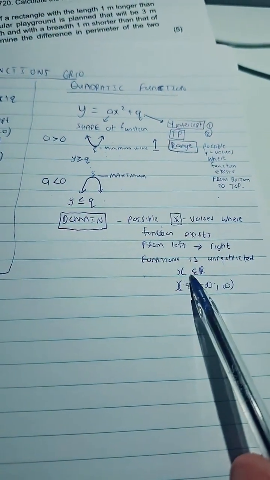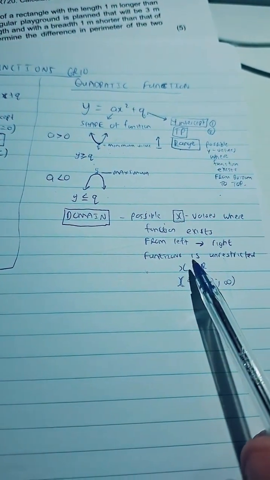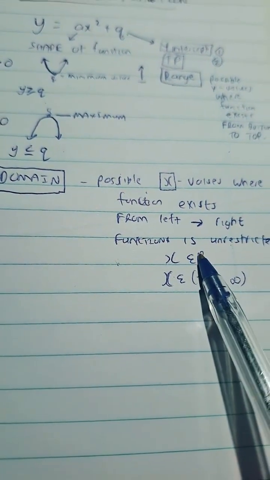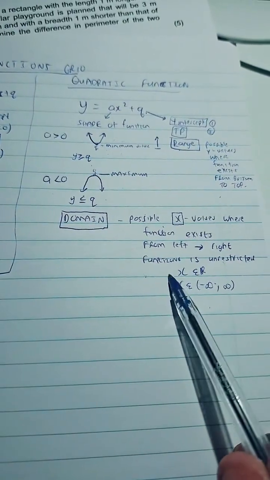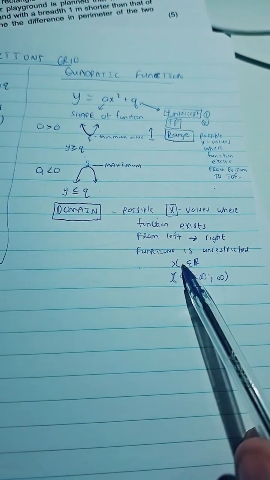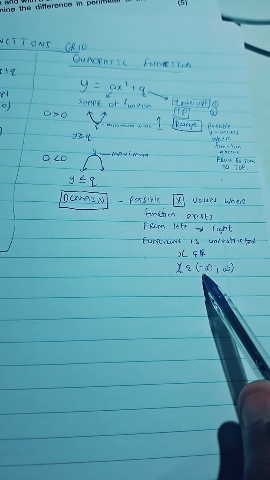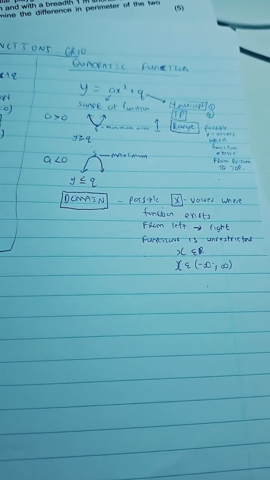That's why we can say x is an element of R. In other words, our function exists for all real numbers of x. So from left to right, the function exists. Or we can write it as x is an element of, open brackets, negative infinity to positive infinity.